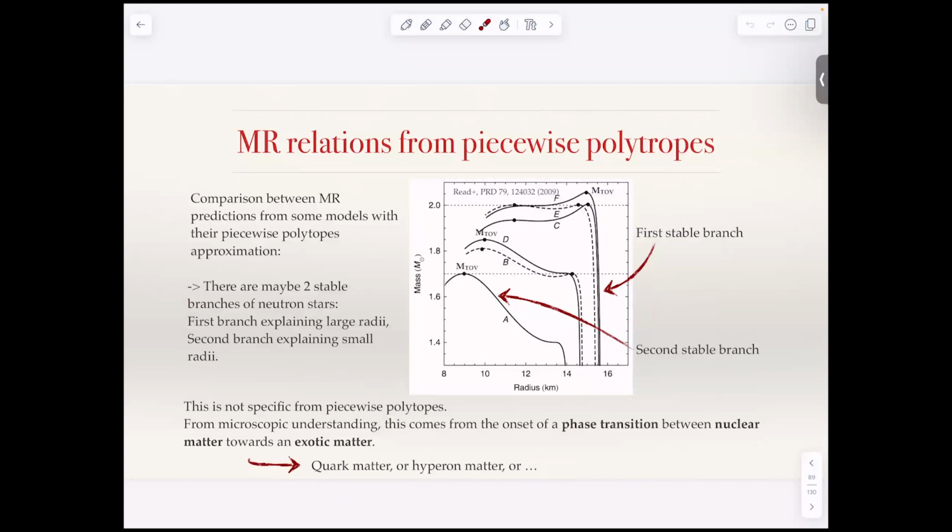You are totally allowed to represent the two stable branches, but you have to know that in the second branch you have to exclude the part for which you have two radii for the same mass, because you have to imagine how the system evolves.